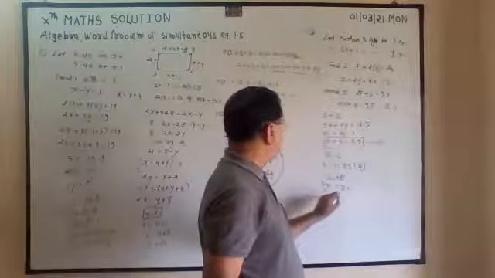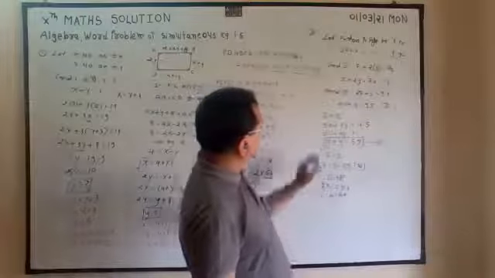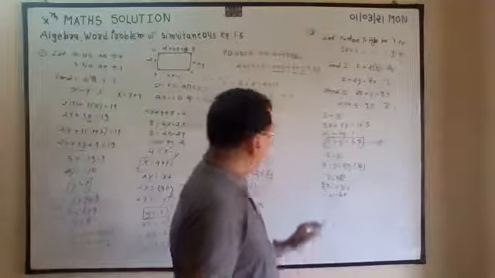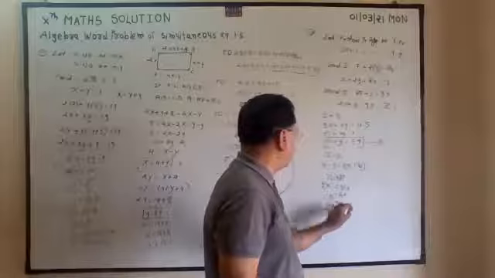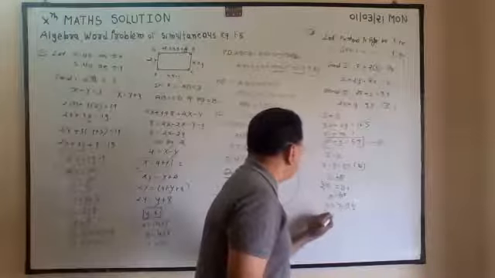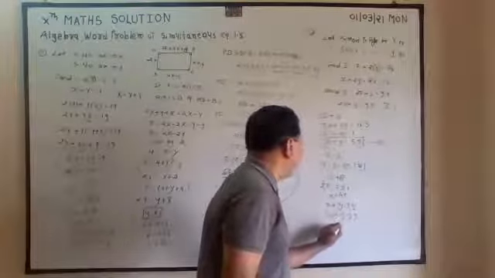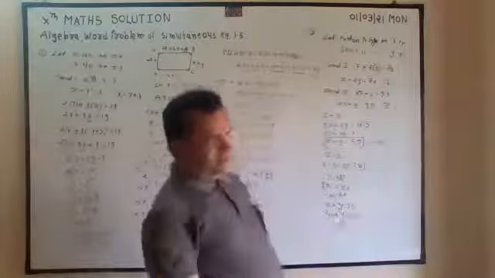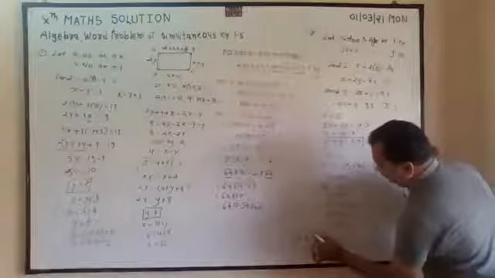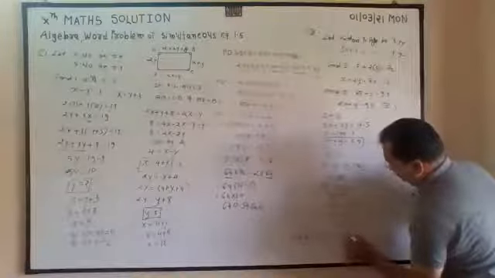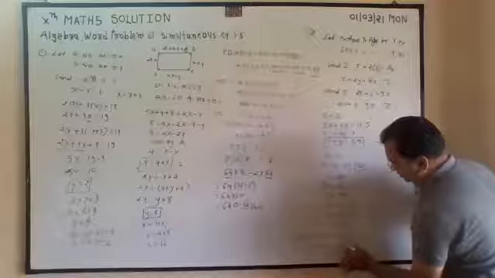So x, the age of the father, is 40. Total is 55. x plus y is equal to 55. x is 40. 40 plus how much is equal to 55? So y is equal to 15. Now you have to write the individual answers. Present age of father, x, is 40 years. Present age of son, y, is 15 years.